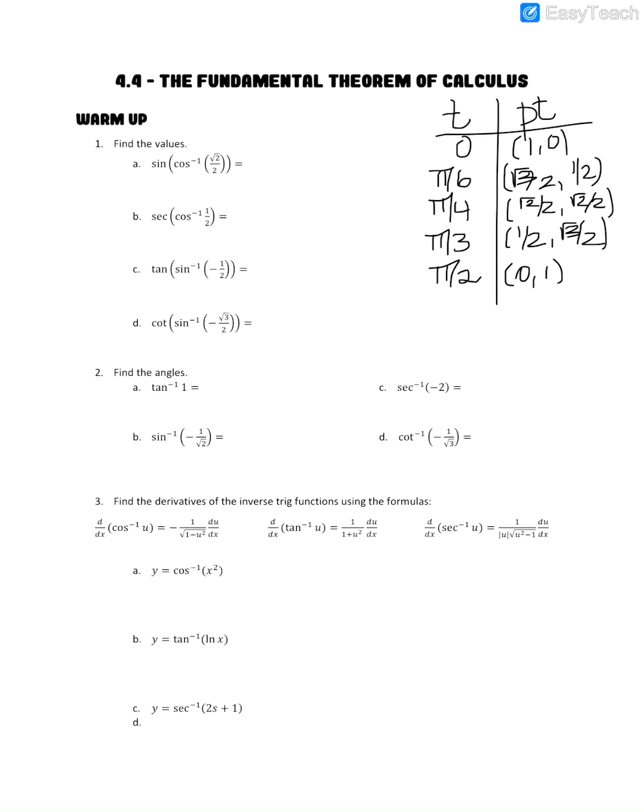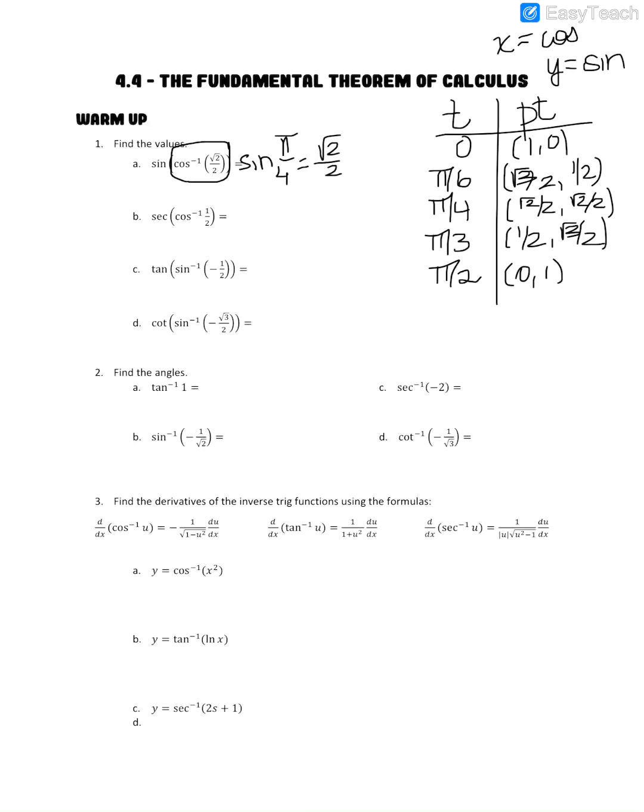Okay. All right, so let's look at 1A. We want to start inside here. And remember, this is an angle. It's the angle that gives us a cosine of radical 2 over 2. So if I look over at my T-chart, remember that cosine is the x, y is the sine. The one where we have a cosine of radical 2 over 2 is pi over 4. So I actually want to do the sine of pi over 4, which is radical 2 over 2.